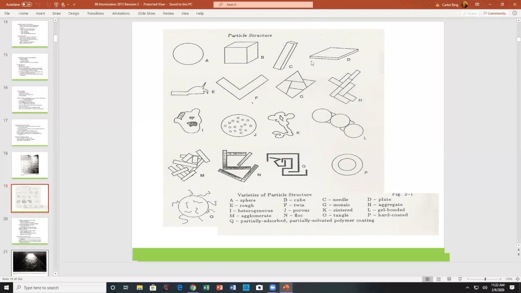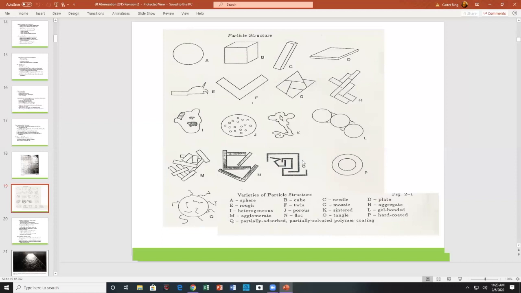Diameter of a flake, well, it's an interesting question. Yes, you have the D length, and then you also have the thickness there. And E is supposed to be coming down here, a rough surface. F is, what's F? A twin, maybe. G is a mosaic. H is an aggregate. So you have different types of solids out there. This could be an agglomerate. This could be a tangle. I guess they call it tangle.